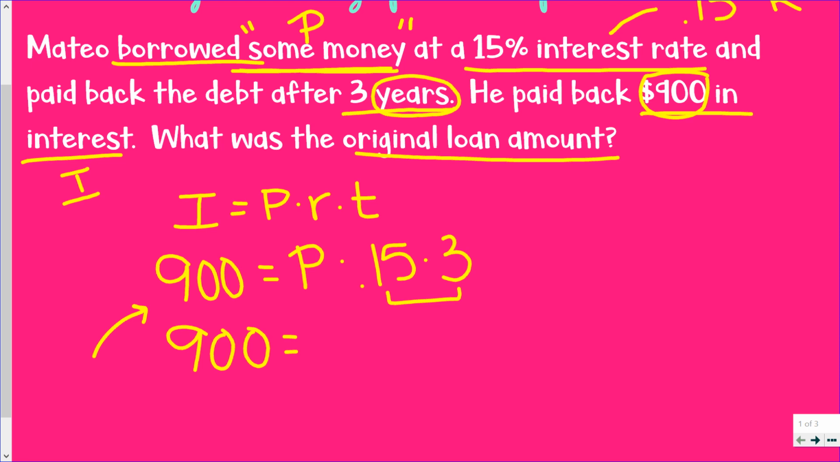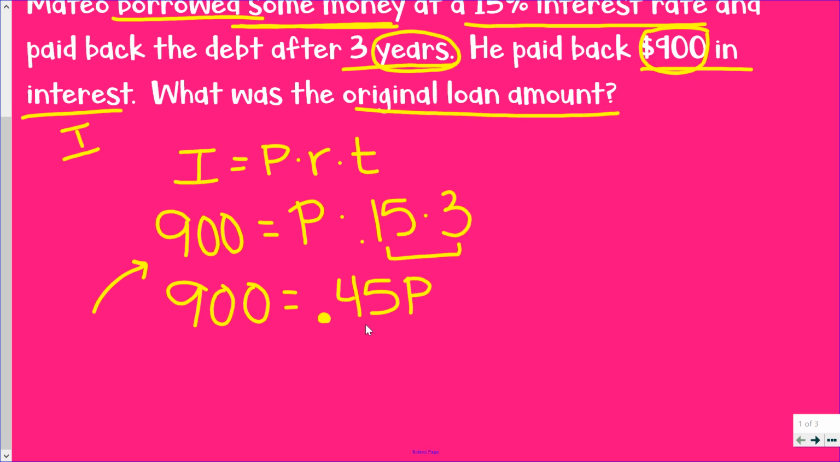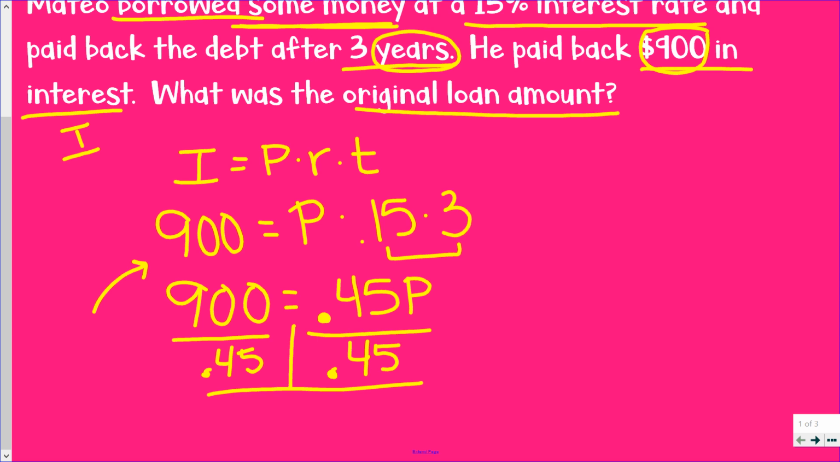0.15 times 3 is 0.45. And then we do have P. So we go ahead and put that with it. So that's saying 0.45 times P. So remember, we're trying to get P by itself. So we're going to build a wall on the floor. How do we get P alone? Divide both sides by 0.45. What you do on one side of the wall, you have to do on the other side of the wall. So 0.45 divided by 0.45 cancels out, which leaves us with P. 900 divided by 0.45 is 2,000.